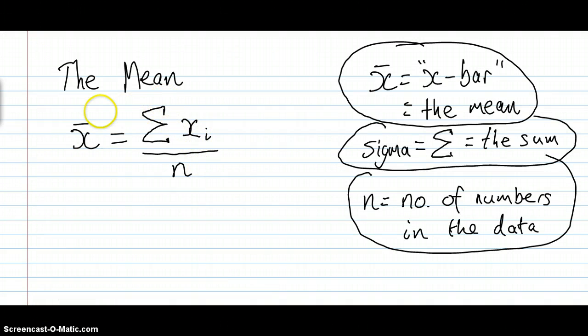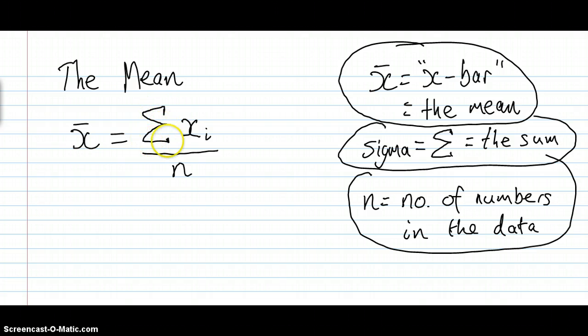Here's the mean expressed in proper mathematical language. So I'll read out what it says. X bar equals the sum of all x's, of all the iterations of x, divided by the number of numbers in the data. This thing here, an x with a little bar above it, we can call x bar, and it's the symbol or the mathematical term for the mean.